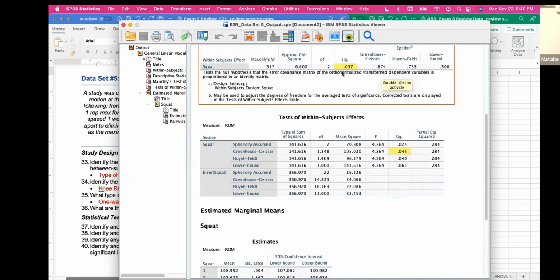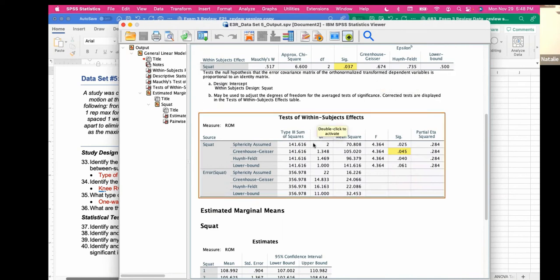So this one actually violated sphericity because we have a p-value less than 0.05 in Mauchly's test, which means look at the Greenhouse-Geisser value. This was less than or equal to 0.75. So I used a Greenhouse-Geisser adjustment.